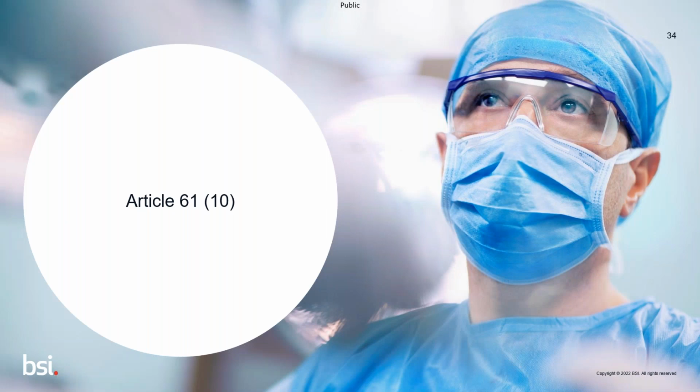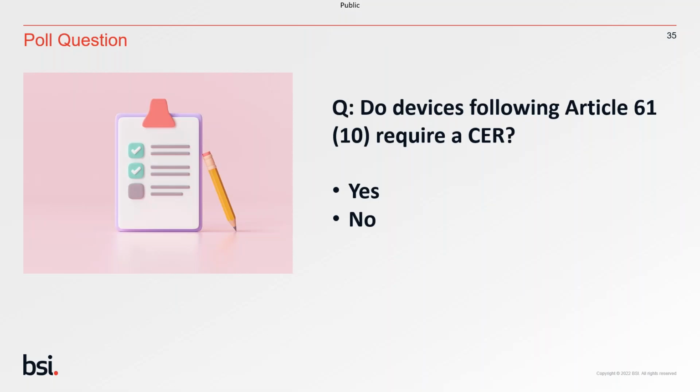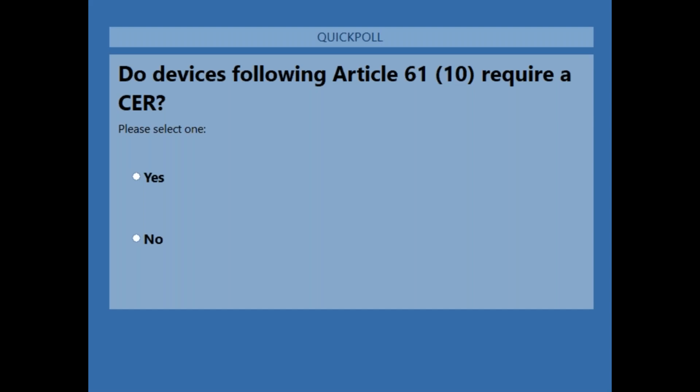So we're going to talk a little bit about Article 61(10), which covers those devices where clinical data is deemed inappropriate. We did a webinar last year on those devices, and what we're looking for, as part of the first clinical masterclass. So please go back and listen to those. Before we move on, we do have another poll for you. The question: do devices following Article 61(10) still require a clinical evaluation report?